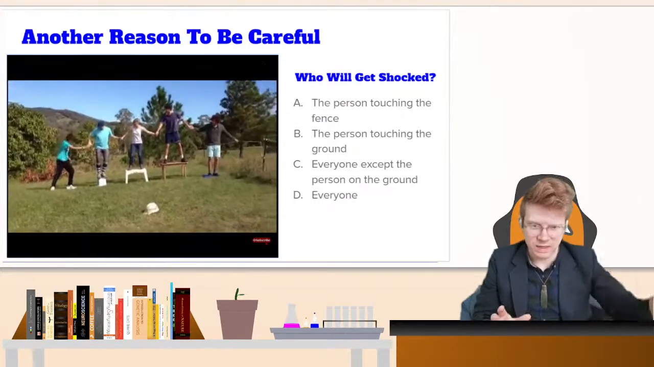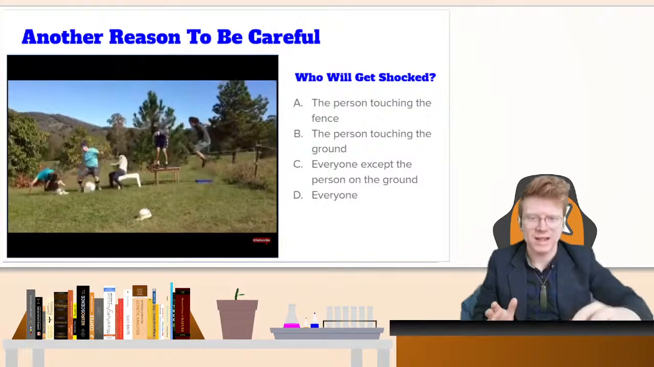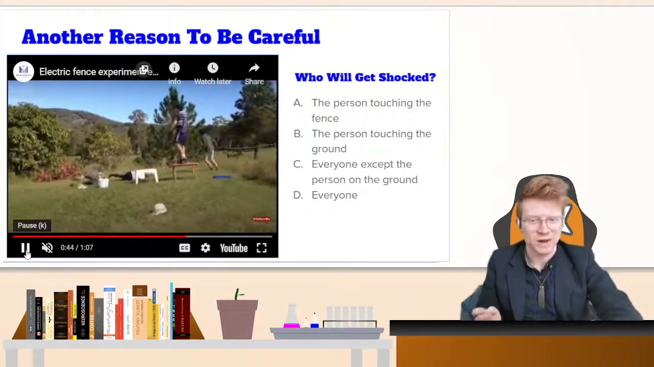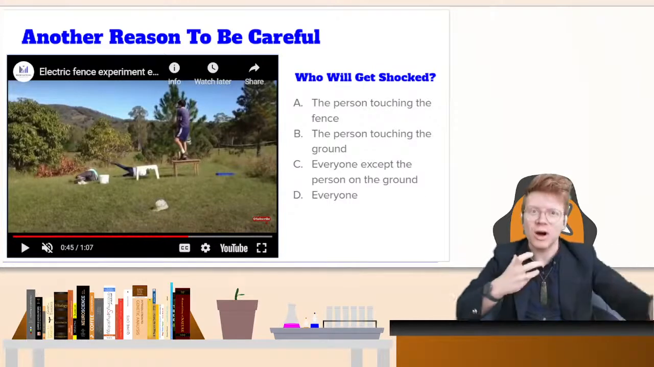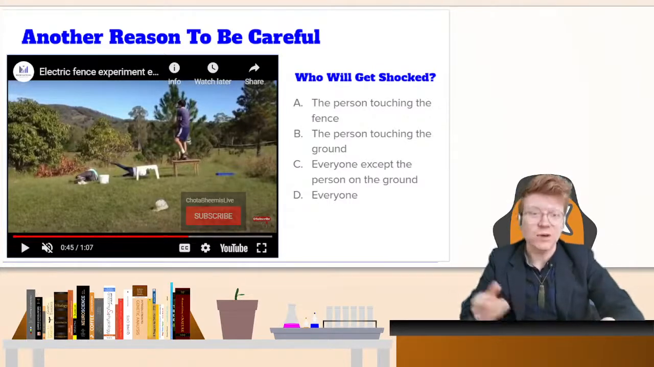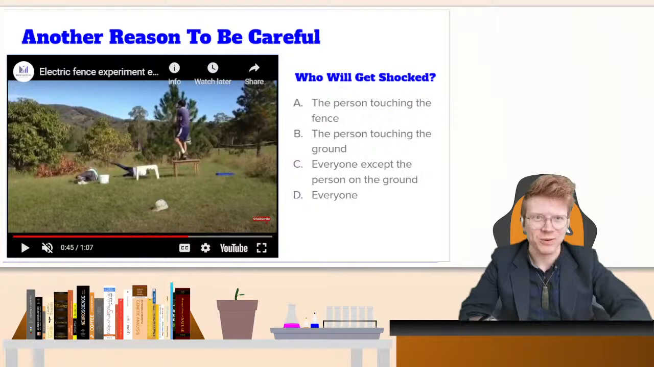We see that he's tentatively touching his hand. Yeah, they all get zapped. Every single one of them. Because, and the reason for this, is there's that flow of electrons going through. So if you wrote D, or you had D in your mind, you got that one correct.